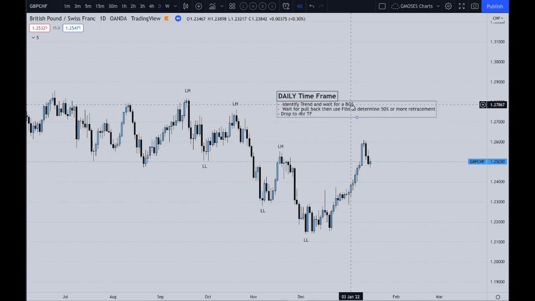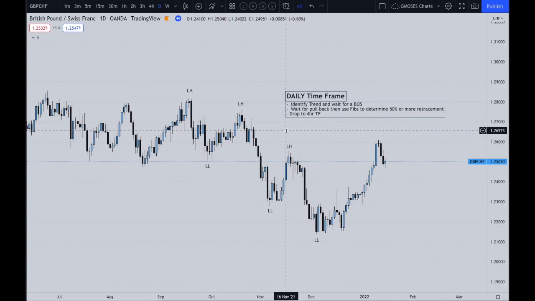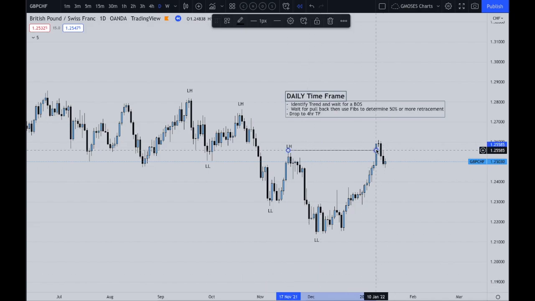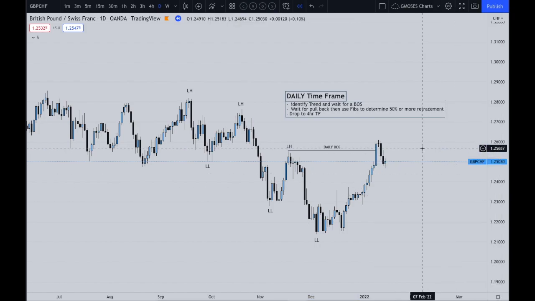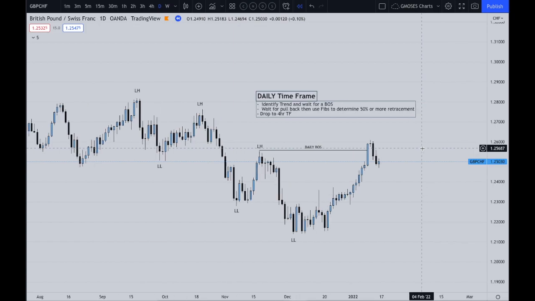Okay, so if we're starting with the daily time frame, the first step says identify the trend and wait for a break of structure. So if we're looking at this particular pair on GBP/CHF, we can see that we got a lower high, lower low, lower high, lower low, lower high, lower low. And from here, we can see that price has broken this last lower high, giving us a break of structure. So what we want to do is go ahead and mark that to make sure that we know exactly where we are within the market at every time.